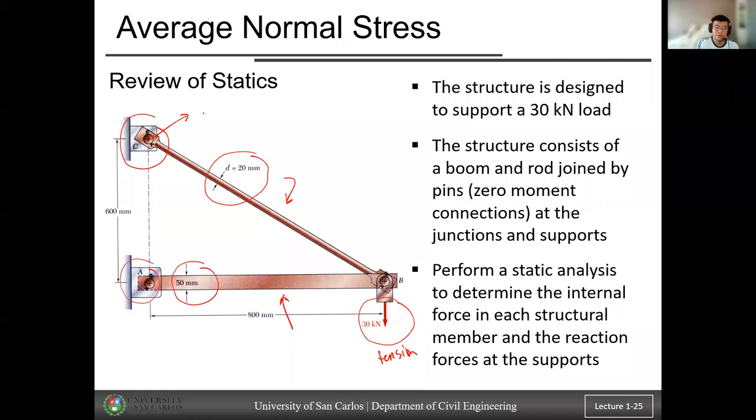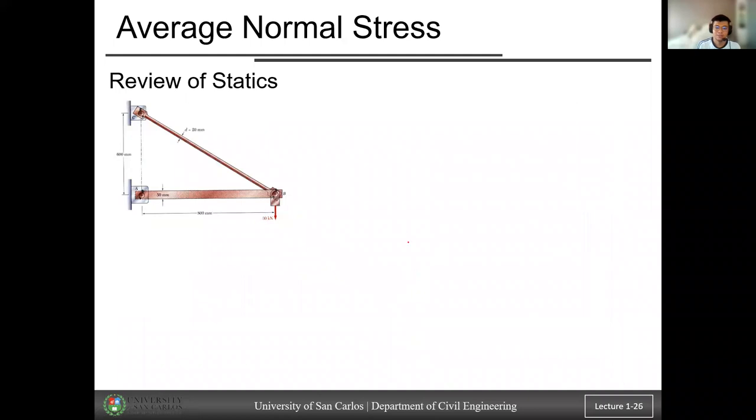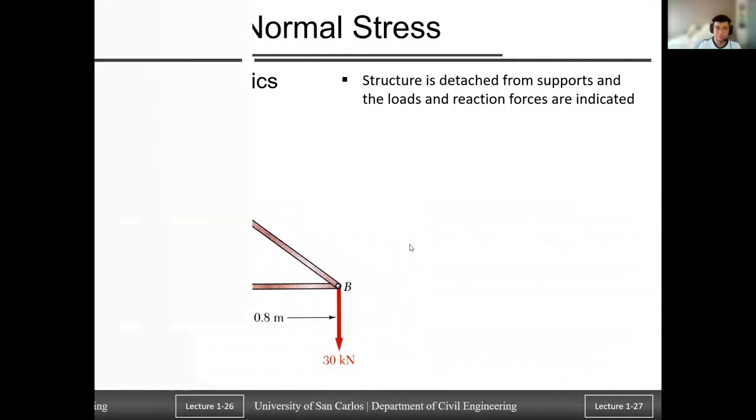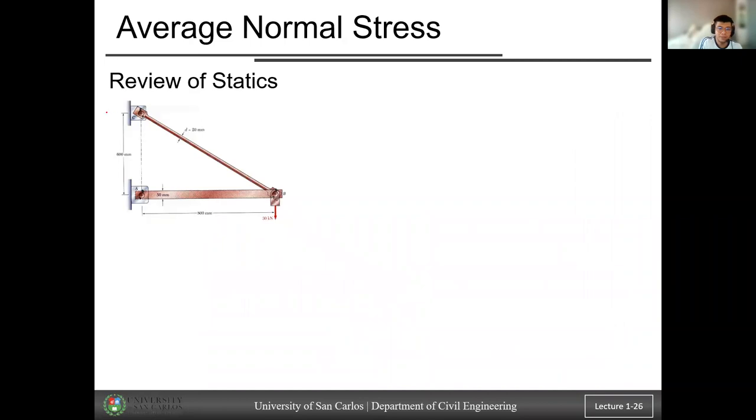Now, since these are both pin supports, meaning we have two types of forces, vertical and then horizontal. So we have here this direction. Let's try to assume forces first. Nevertheless, if our assumption for the direction is wrong, the answer will be negative, and we just have to flip the direction of the force.